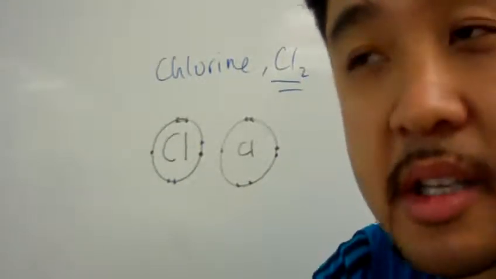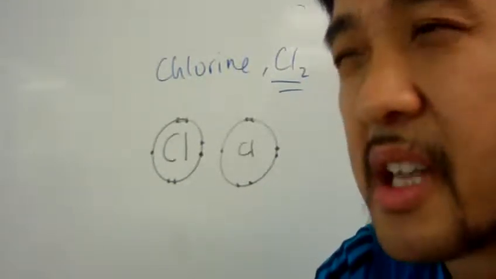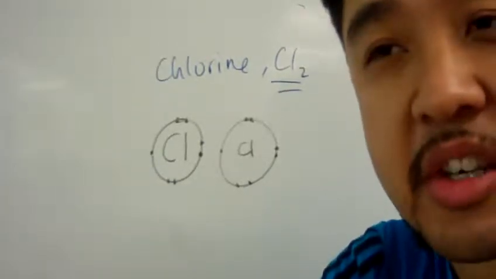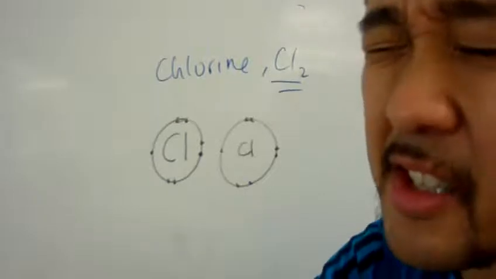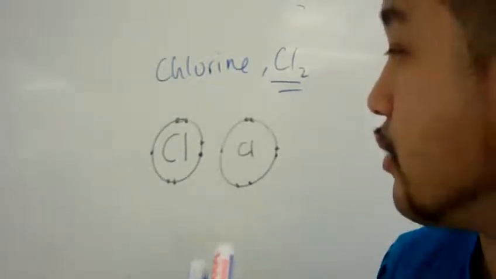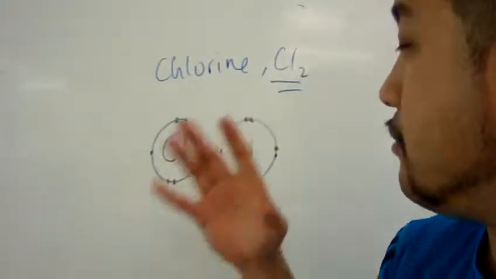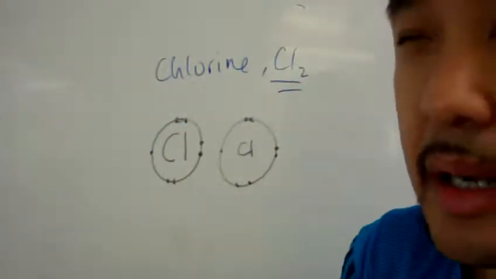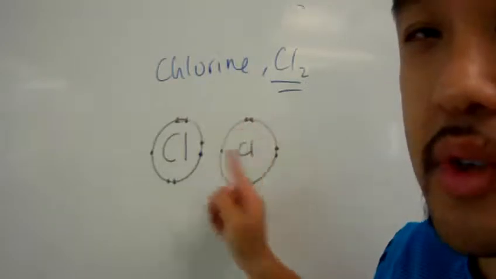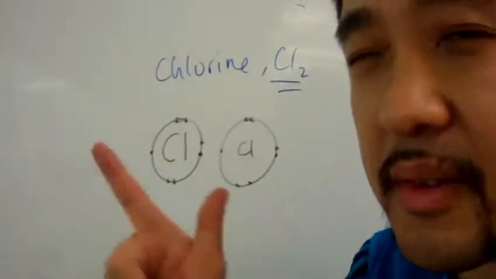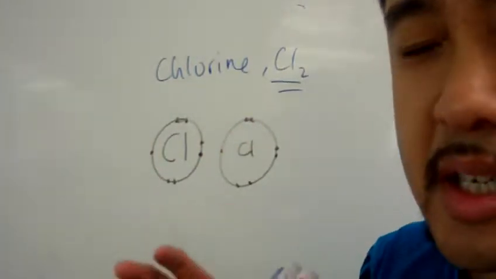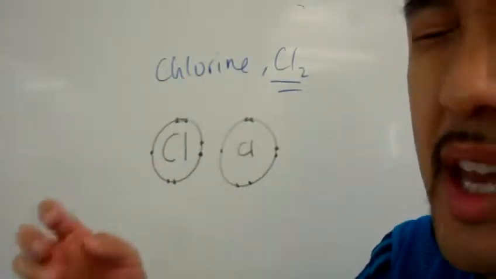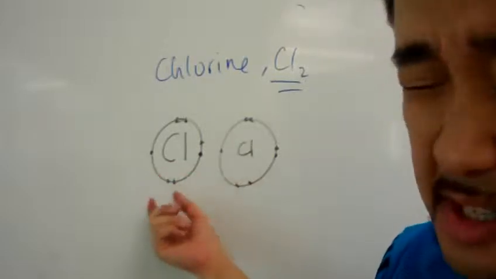Well, it's on the row where if it has 8 electrons, it's going to have noble gas configuration. Anyway, let's take a look at each chlorine atom and how many electrons it has. 1, 2, 3, 4, 5, 6, 7. 7 electrons. So it needs 8 electrons to achieve a noble gas configuration, which means it's energetically lower than its current state right now.